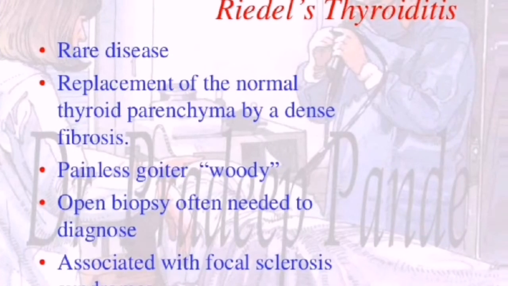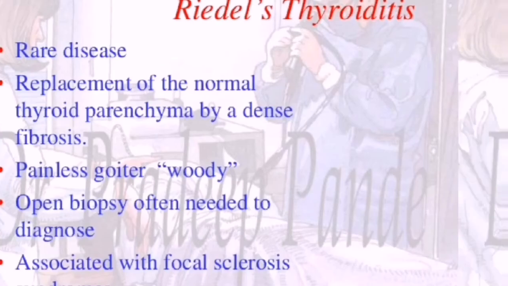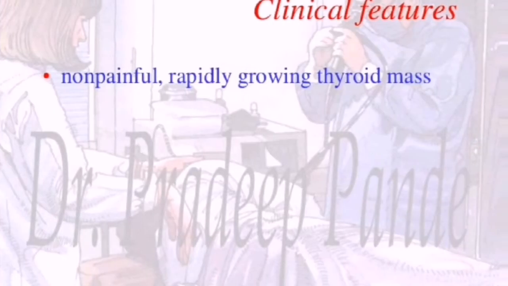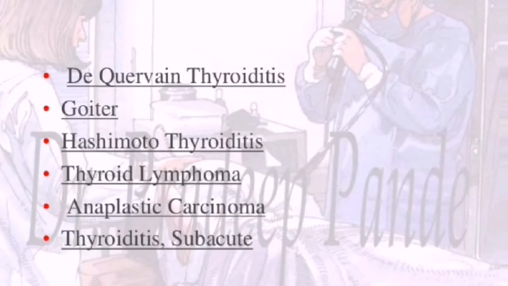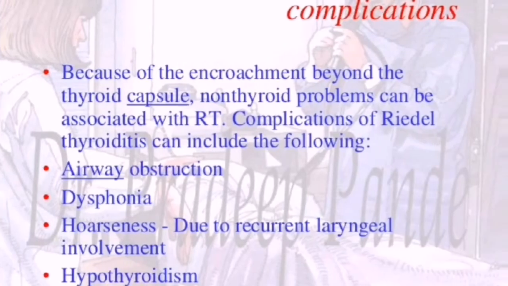Riedel thyroiditis is a rare disease. It is replacement of the normal thyroid parenchyma by dense fibrosis. It is painless, with a woody-hard gland, open biopsy is often needed for diagnosis, and it is associated with fibrosing syndromes. Clinical features include a non-painful, rapidly growing thyroid mass. The diagnosis is made on the basis of differentiation from de Quervain thyroiditis, Hashimoto's thyroiditis, and anaplastic carcinoma.